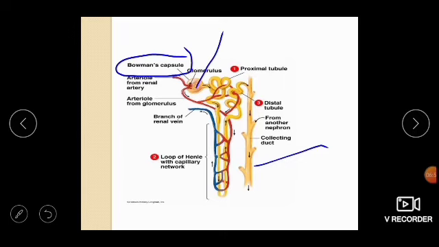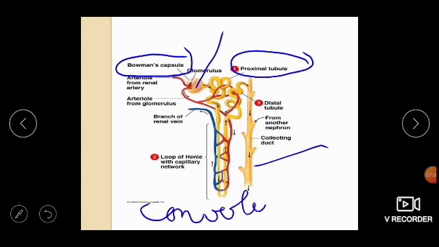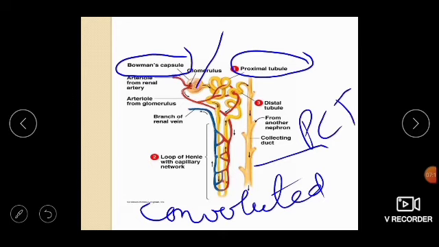Number one, which is close to the Bowman's capsule, is known as the proximal convoluted tubule. Proximal means near to it. In short form, you can write PCT. Then this PCT leads to the Henle's loop, or the loop of Henle, named after its discoverer.